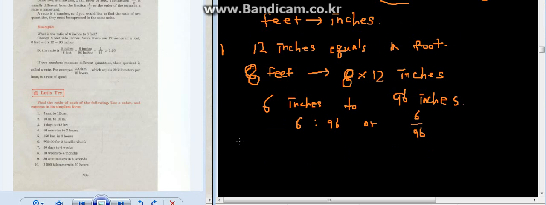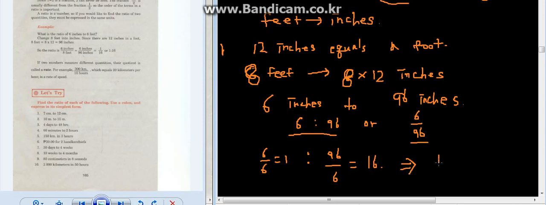Here we can simplify this form. It could be divided by 6. 6 divided by 6 is 1, and colon here. And 96 divided by 6 is 16. So you can write it down like 1 to 16 and 1 over 16.